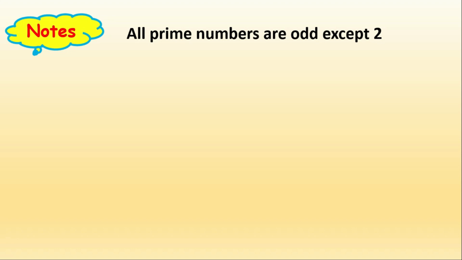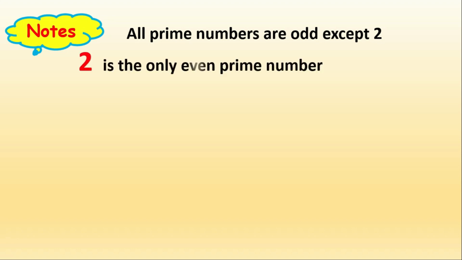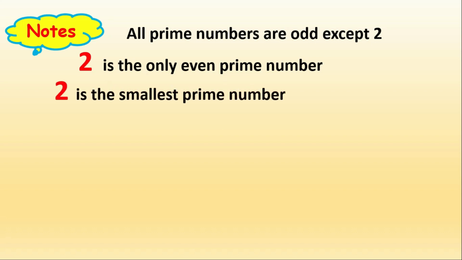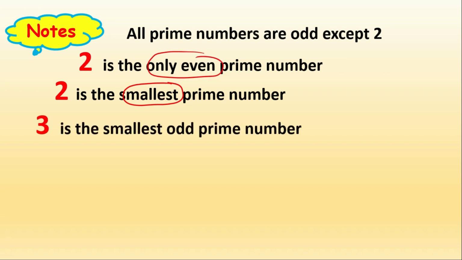We have a note: all prime numbers are odd except 2. It means 2 is the only even prime number. Got it? Number 2 is the smallest prime number, and it is the only even prime.